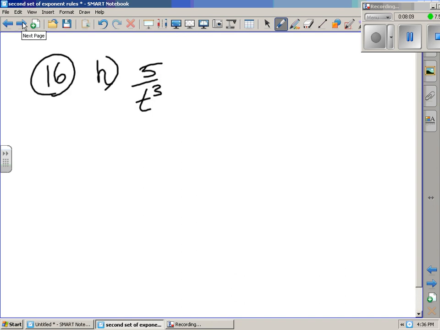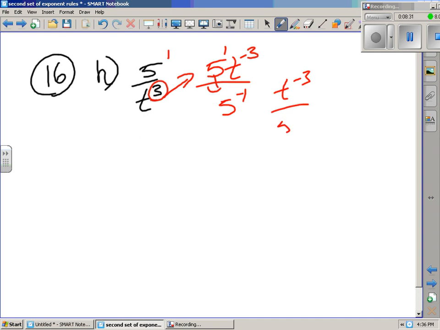H, 5 over t to the 3rd. It said if it involves positive exponents, you want to flip it over the fraction bar. So I'm going to flip this over the fraction bar, so it's t to the -3rd. Now technically we could say that the 5 also has a positive exponent, so that would mean that we also need to flip this over the fraction bar. So we get t to the -3rd over 5 to the -1st.